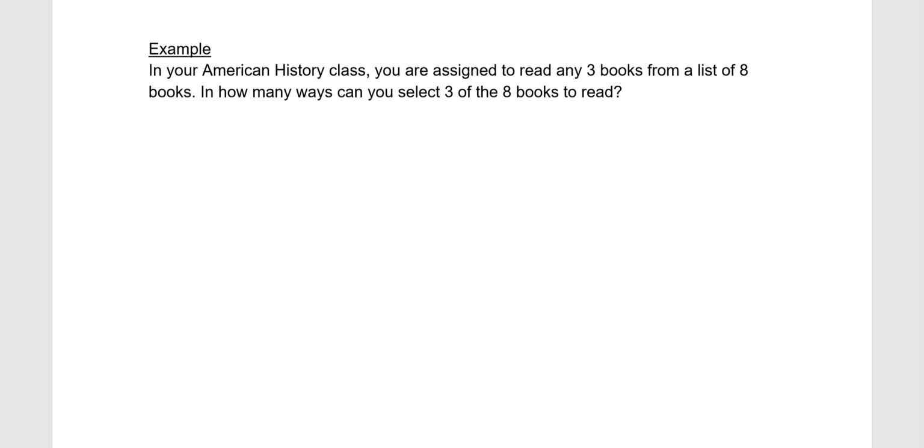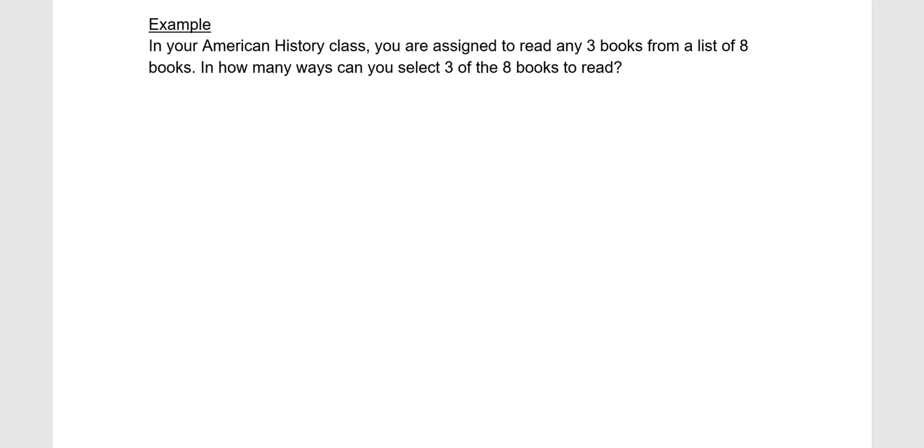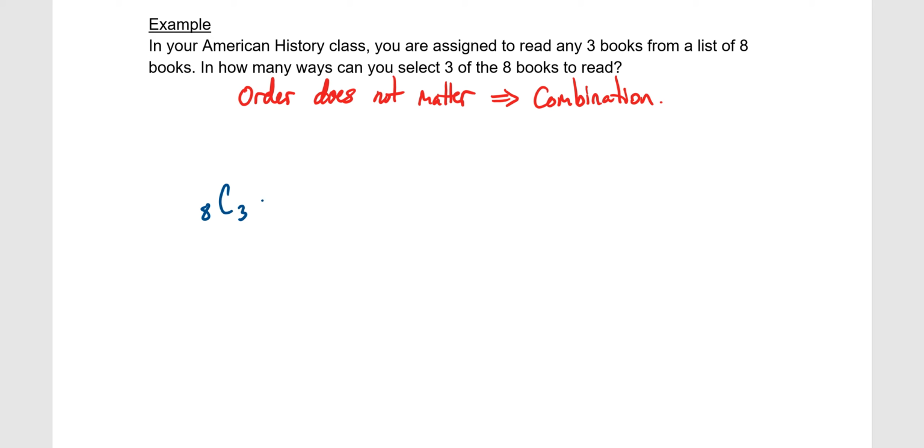Okay, let's do one more example here. So in your American history class, you're assigned to read any 3 books from a list of 8 books. We want to know in how many ways can you select 3 of the 8 books to read. So once again, order does not matter, so this is a combination. We have 8 books total. We're going to choose 3 of them. So that's going to be 8 factorial divided by 8 minus 3 factorial times 3 factorial. So 8 factorial over 5 factorial times 3 factorial.